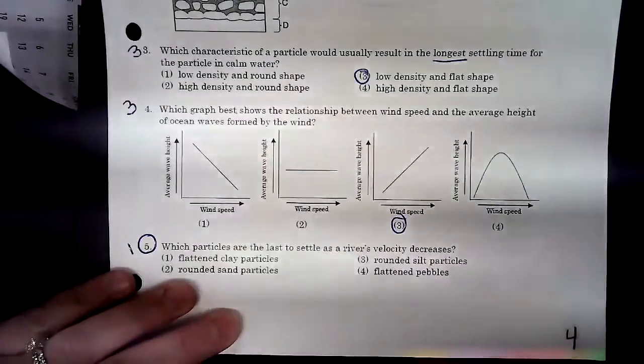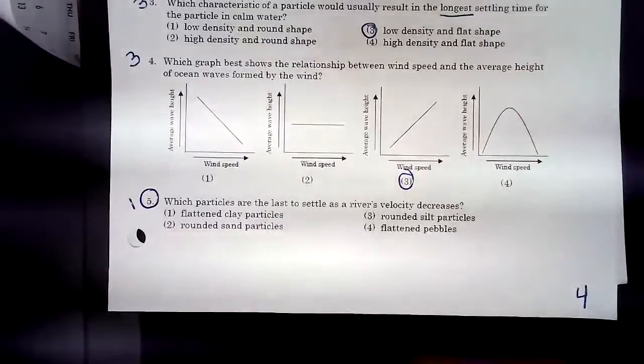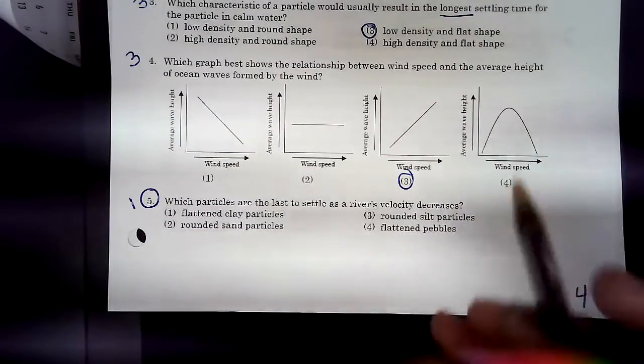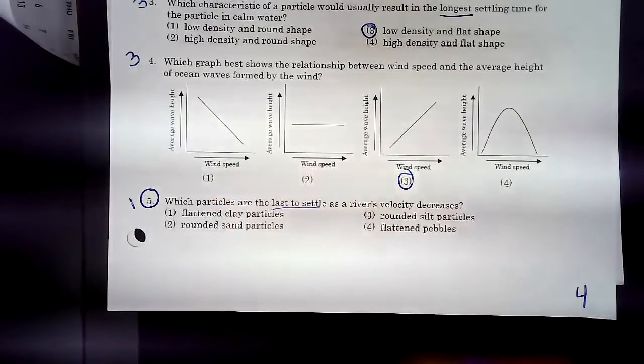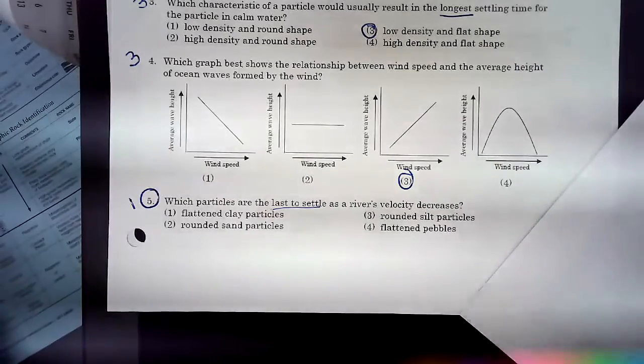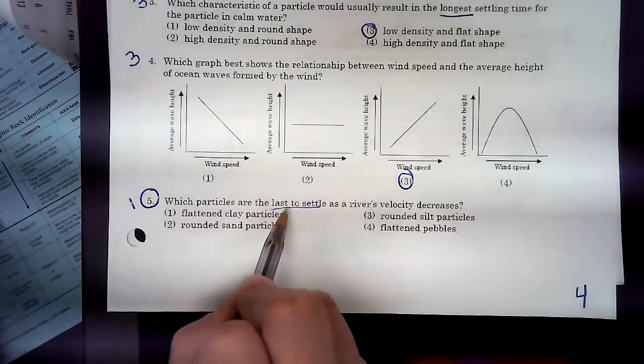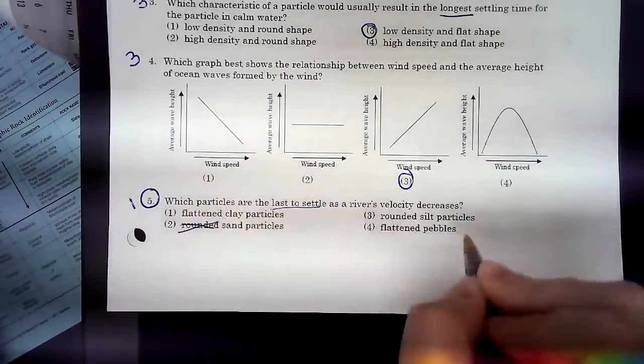Which particles are the last to settle as the river's velocity decreases? Not looking at these answers yet, what do we know will settle slowly? It says last to settle, so they're the slowest to settle. We know for size, which one settles first? Biggest settles first, smallest settles last. Then for shape, what settles first, round or flat? Round first, flat last.